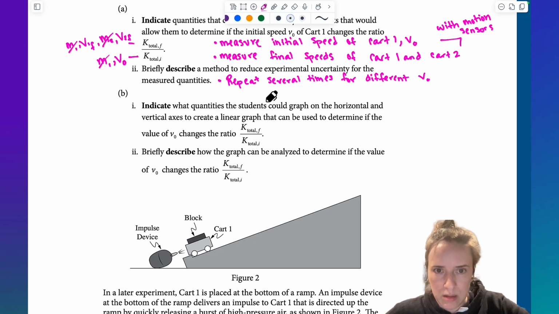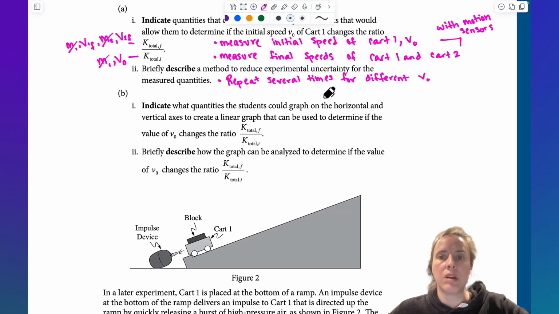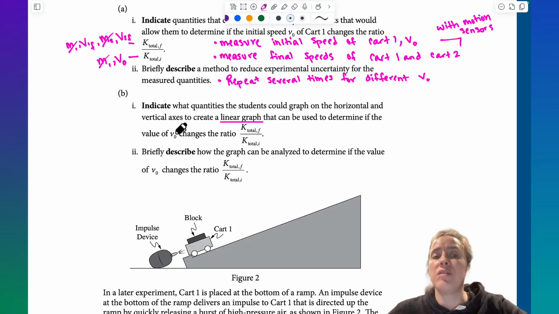Indicate what quantities the students could graph on the horizontal and vertical axes to create a linear graph that could be used to determine if the value of V naught changes the ratio K total to K initial. Now, there are a lot of different ways that we could do this, but because of how they worded this, it's actually a lot easier than you think. So we only care, does V naught change the ratio of K total versus K final?